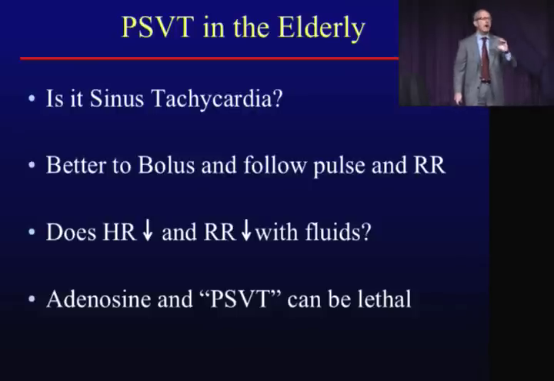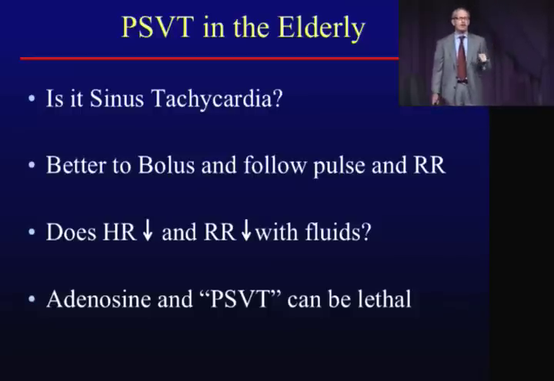And so my recommendation is, if you have an older person, especially someone from the nursing home, someone really elderly with PSVT, give them the quick volume challenge of 100 or 200 cc's as fast as it will run in. I didn't say challenge them with 2 liters, because then you don't have to worry about the PSVT anymore, no matter what. Then you don't have to give adenosine, but volume challenge them, and do not follow blood pressure.